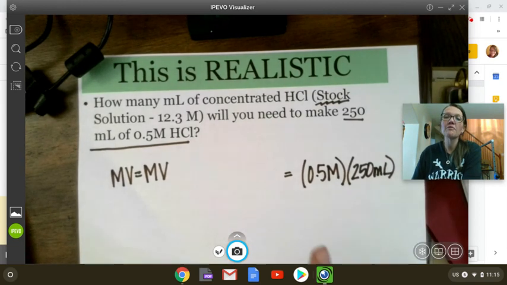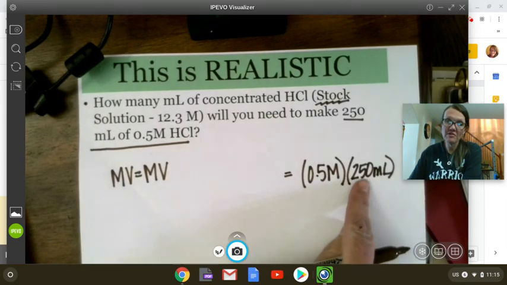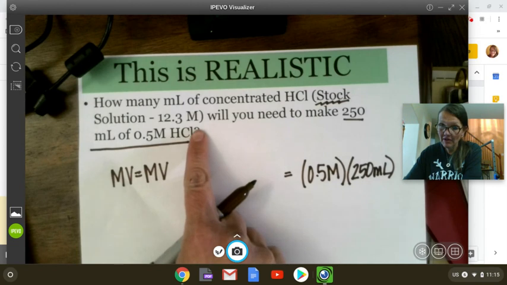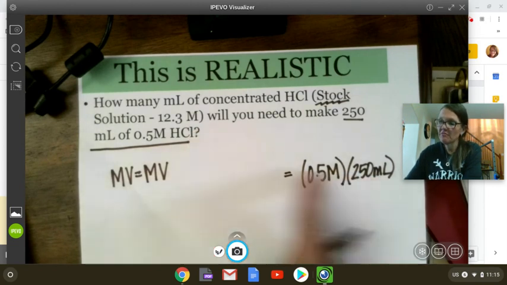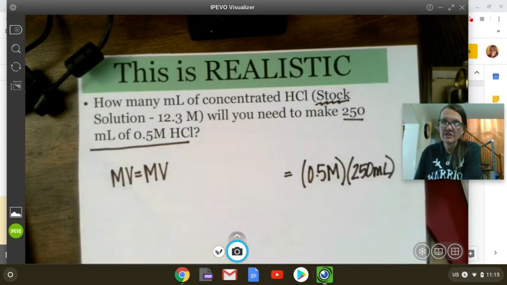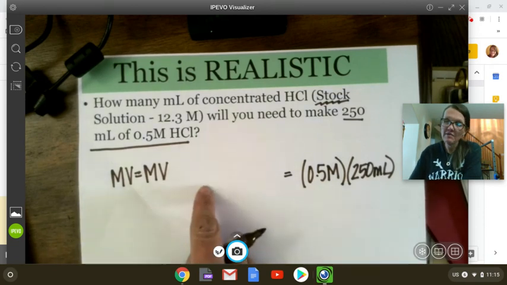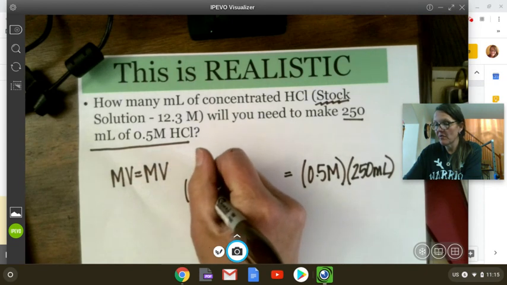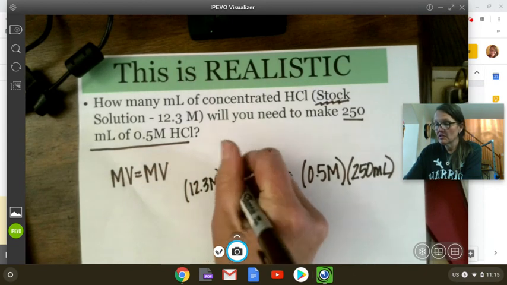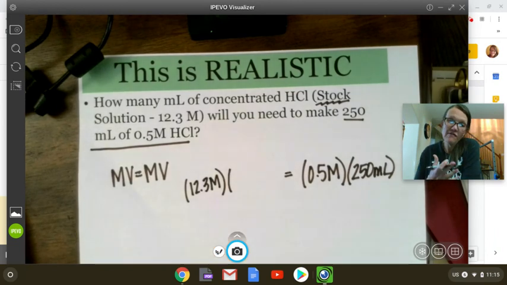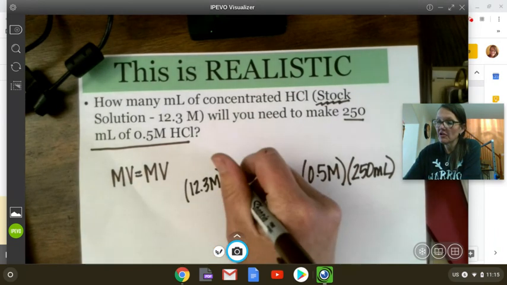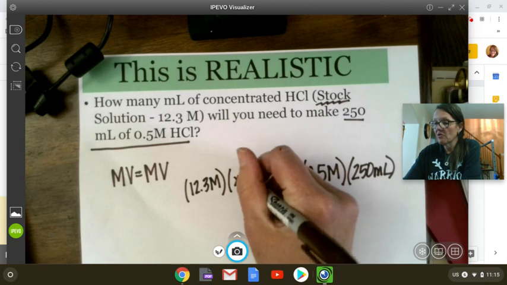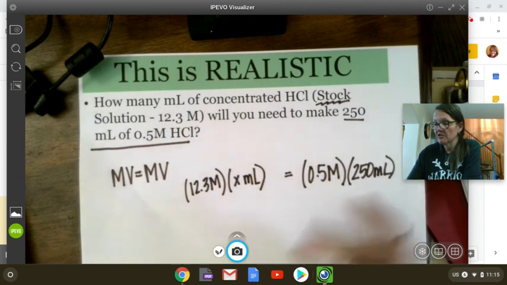Now, what would be wrong is if you put the 250 milliliters with the 12.3 molar, right? That is not the same thing. Those two numbers don't go together, okay? But you can put them on either side. So then on the concentrated side, the before side, we know that the concentration is 12.3 molar. So what the problem is asking for is what volume of that 12.3 molar am I going to need in order to get this particular solution?